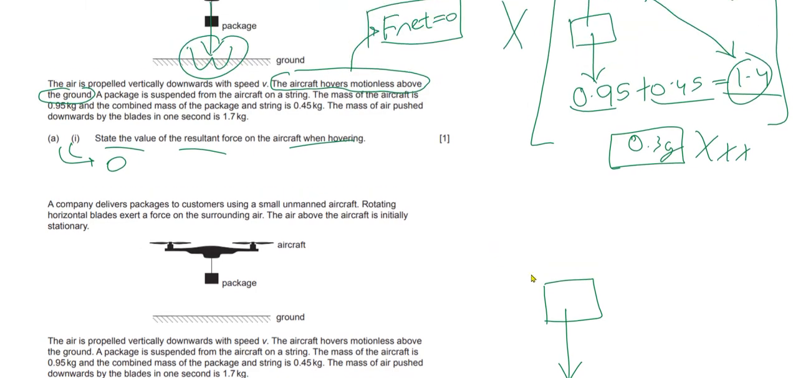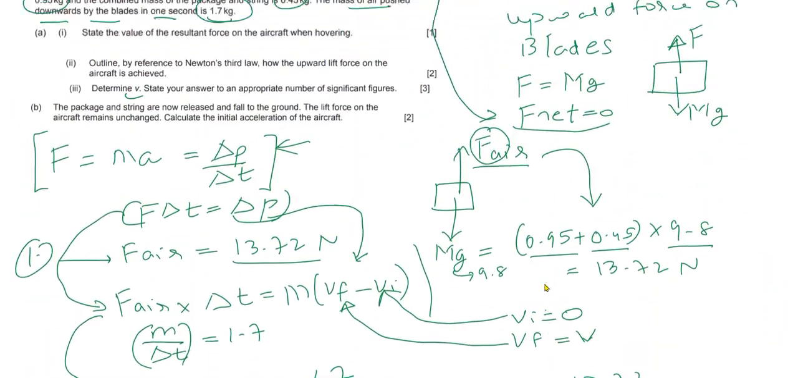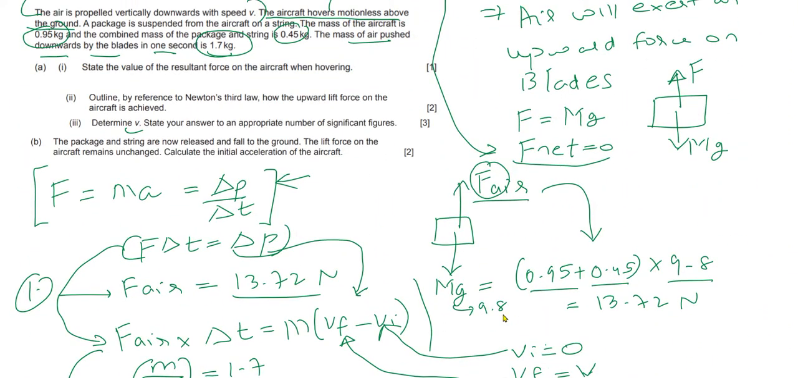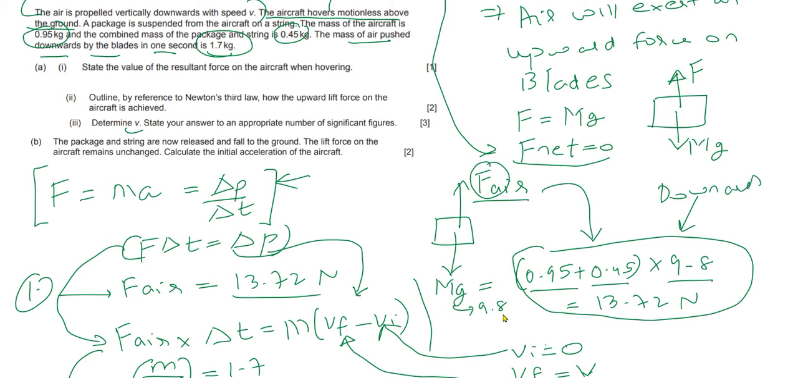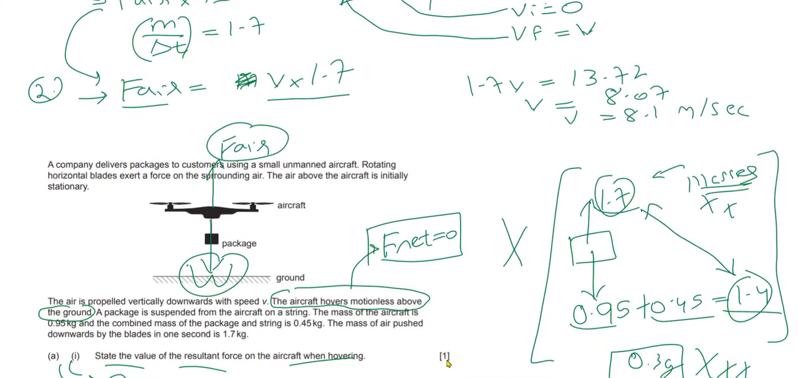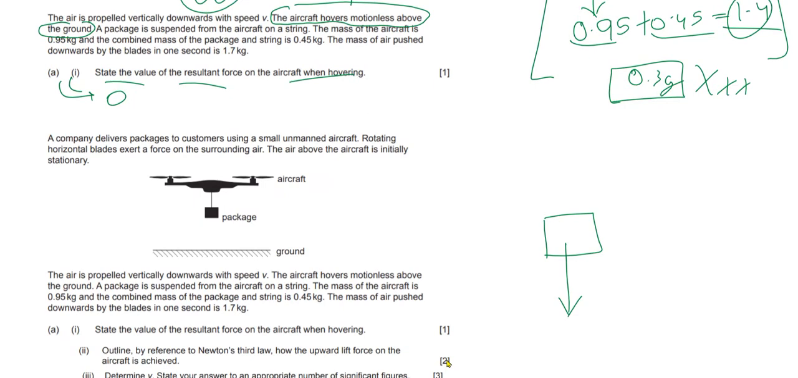So if I just scroll up, see this, the total downward force on the aircraft was this much, isn't it? Yeah, so this was the complete weight of the aircraft as well as that string and the package. So that is 13.72 newtons downwards. So let me write it completely. So 0.95 plus 0.45 into g, this value comes out as 13.72 newtons.